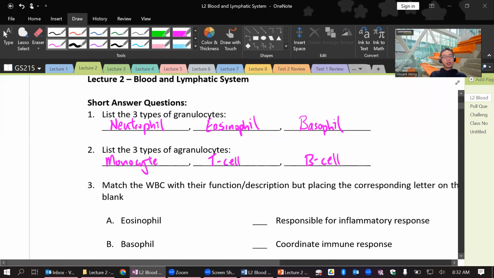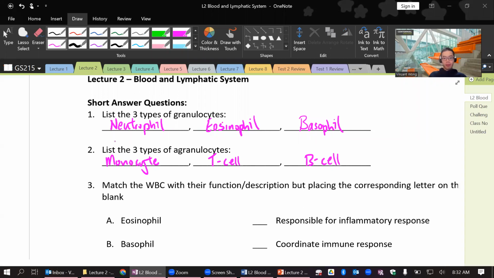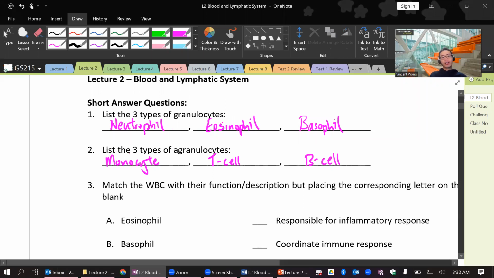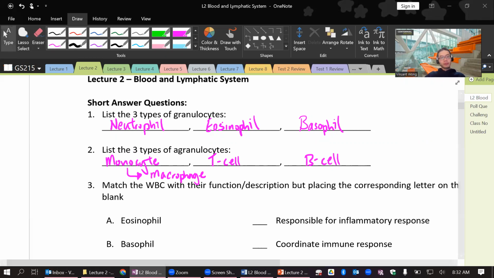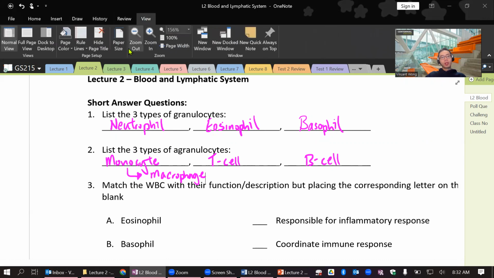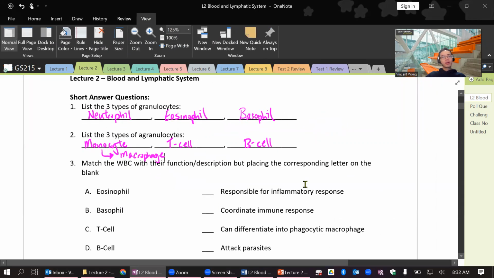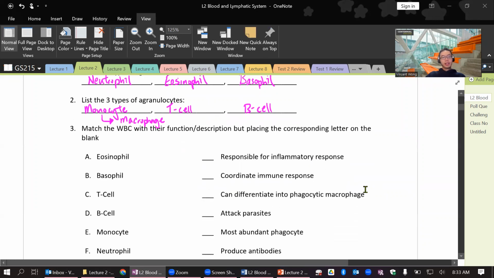Very good. Monocytes are not capable of fighting pathogens on their own, but when they do encounter pathogens and things that do not belong to the body, they will differentiate into macrophages, and those are capable of eating up things that do not belong to the body. Okay, so there you have the 2 categories of granulocytes and agranulocytes.